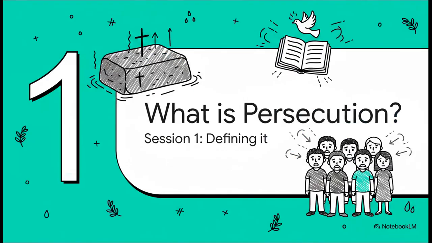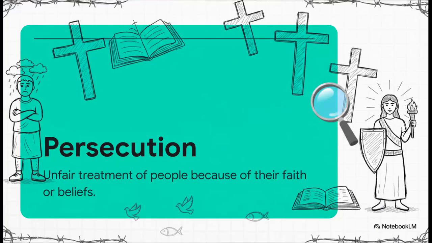Okay, so the lesson is broken down into 3 different sessions. The first one kicks everything off by really nailing down a basic understanding of the core concept. Let's see how it defines the conflict for these students. Right at the start, the lesson gives a formal definition. Persecution is the unfair treatment of people because of their faith or beliefs. It's simple, it's direct, and it gives everyone a clear baseline for everything else that's about to come.